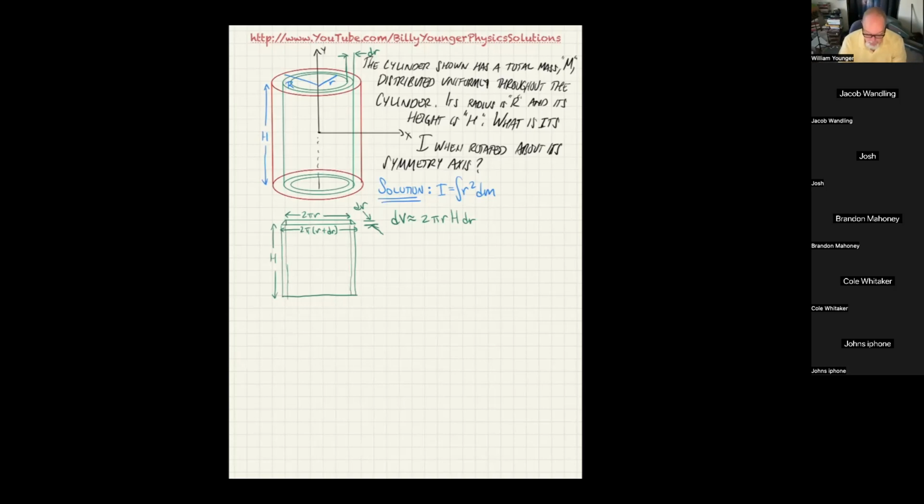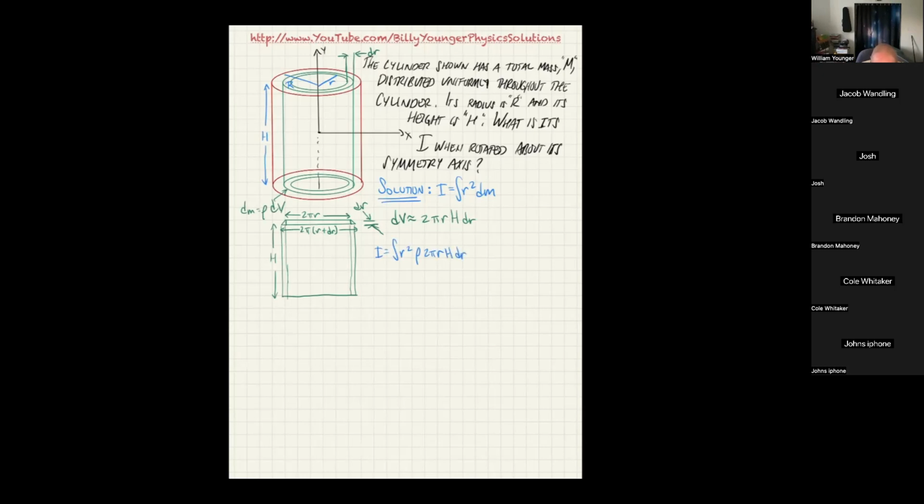Now, I will tell you that cutting out those triangles matters, but it turns out that they only matter in terms of order of dr squared or more. So for that reason, we're perfectly justified in doing this. So that little shell right there is going to be dm equals rho dv. So I can now say I is equal to the integral of r squared, and now my dm is going to be rho times 2 pi r h times dr.